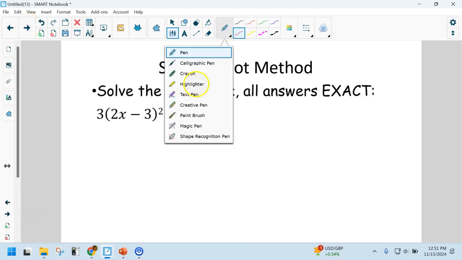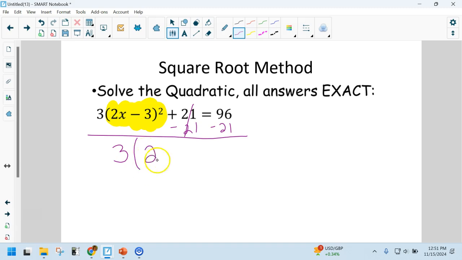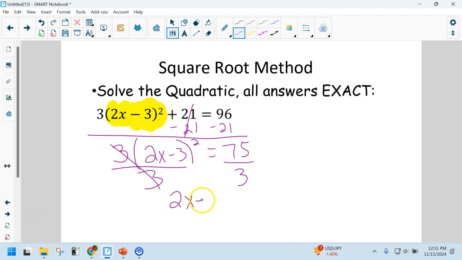Right, so similarly here, I'm going to see what is being squared. This is what I want to get by itself. So in order to get that by itself, we're using the same couple of steps over and over here. We're going to take away 21 from both sides. So I have 3, and then there's the 2x minus 3 is being squared, equals, what is that, 75. And then we want to still work on getting that squared thing alone. The 3 is not part of what's being squared, so we have to get rid of that 3. And now all that is left is the thing that's being squared.